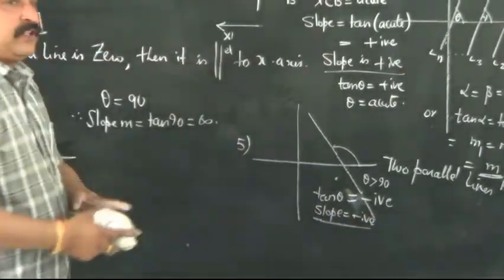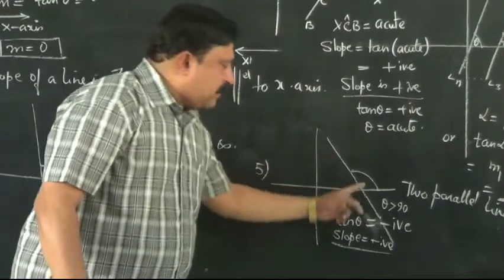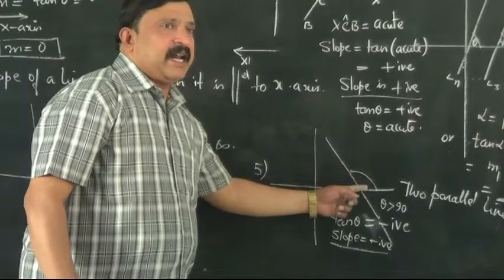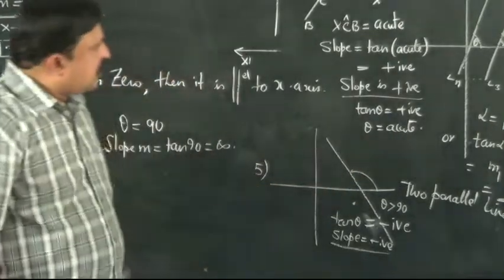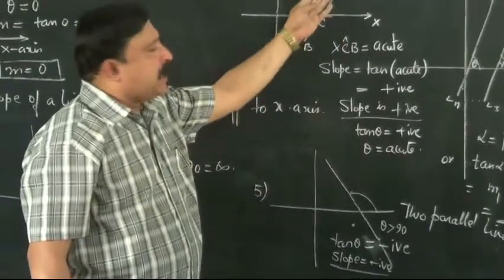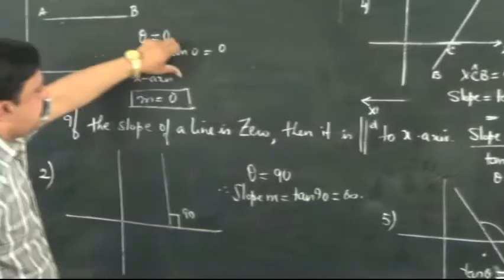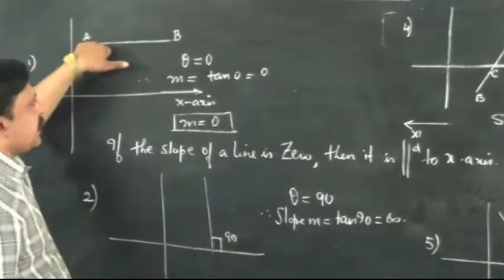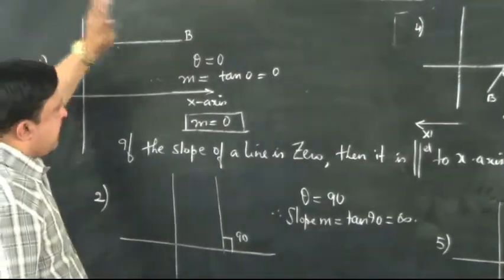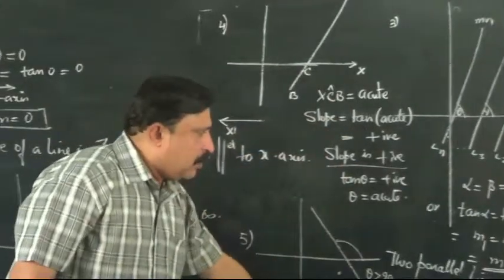So if the slope of a straight line is negative, then it makes an obtuse angle with the x-axis in the anti-clockwise direction. If the slope of a line is positive, then the line makes an acute angle with the x-axis in the positive direction. If the slope of a line is 0, then the line is parallel to the x-axis itself. So slope can be 0, or positive, or negative.